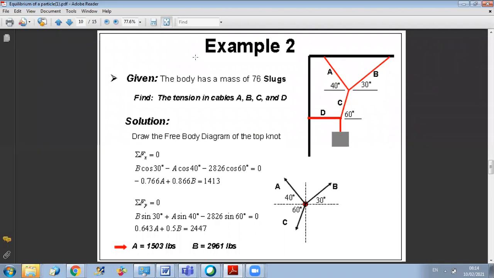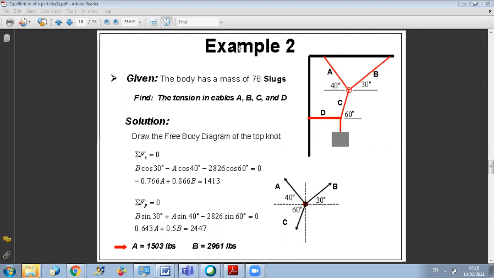Now, since we want to find A and B, which point should we take into consideration now? This one, because this point is connecting the cables A and B. So now I move to draw the free body diagram of this point, okay? And I apply the equation of equilibrium.